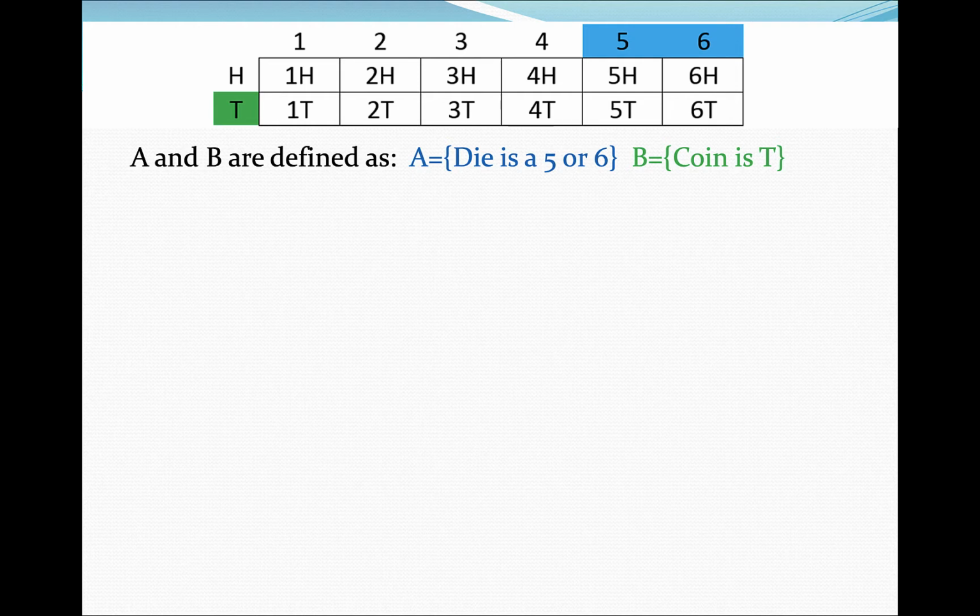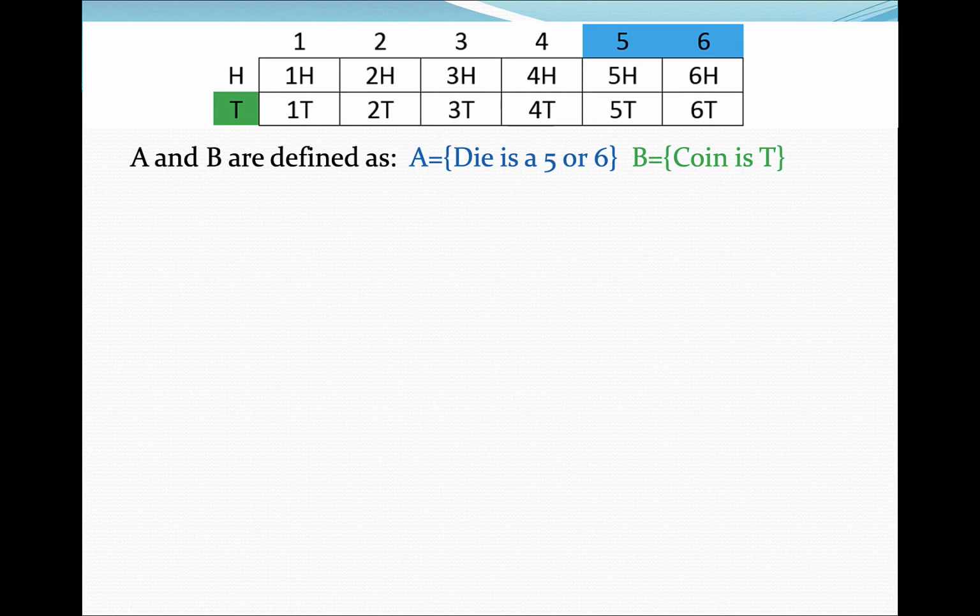So A is defined as the die is a 5 or a 6. And I have that in blue. And you can see those two rows to the right. Those headings are also in blue, which identifies the outcomes that satisfy A. It is basically those last two columns within this table.